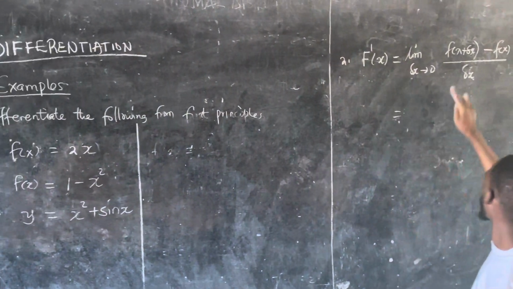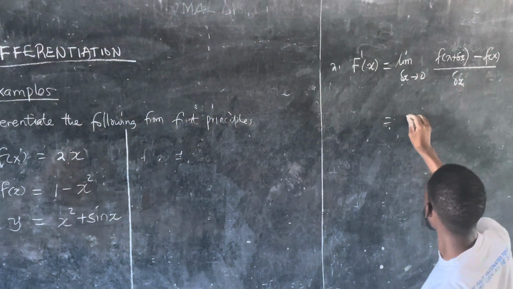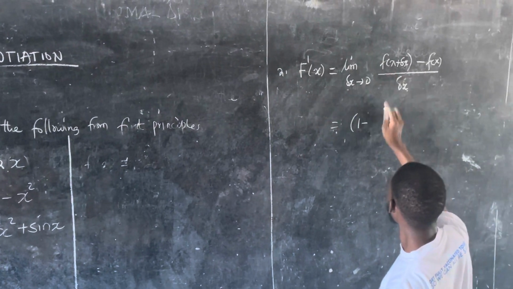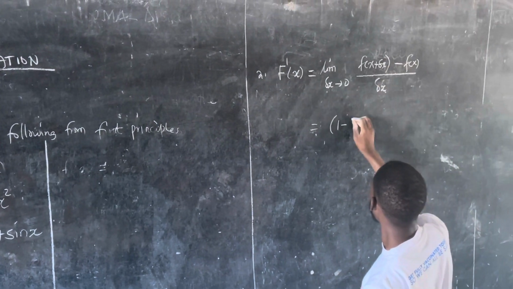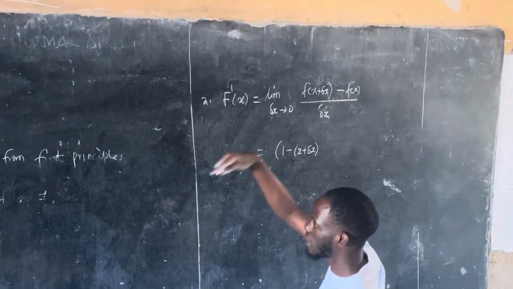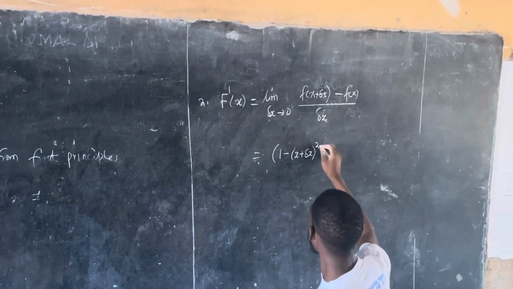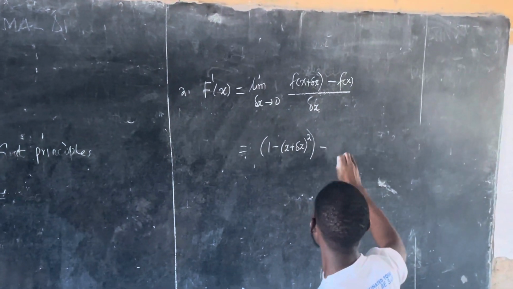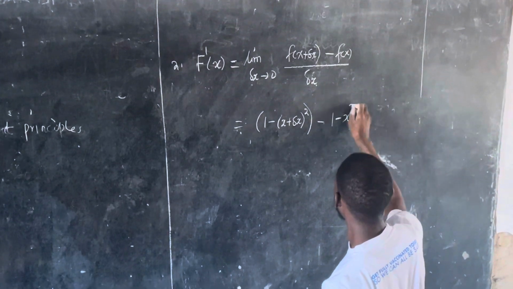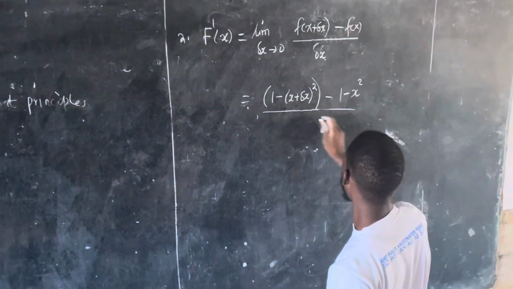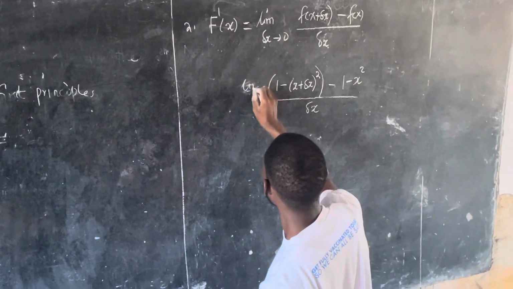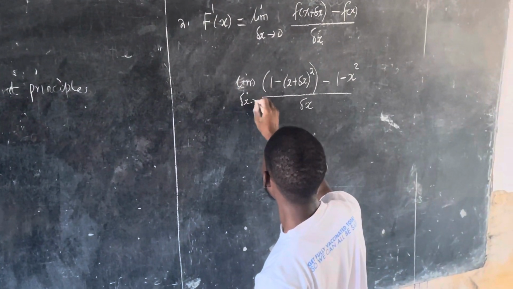So in this case, our function is 1 minus x squared. So what are we going to have? We are going to write it as 1 minus. Now, wherever there is x, I put x plus delta x. So it is x plus delta x, but now my x on the original is squared, so I put a square there. Then minus my original function, 1 minus x squared, over delta x. This is the limit as delta x tends to 0.